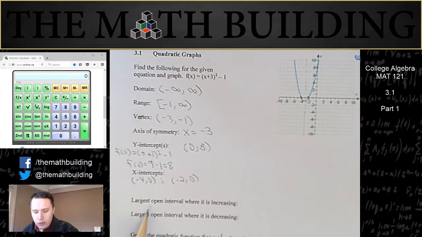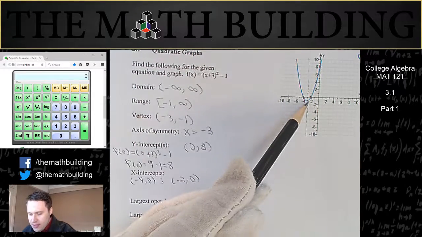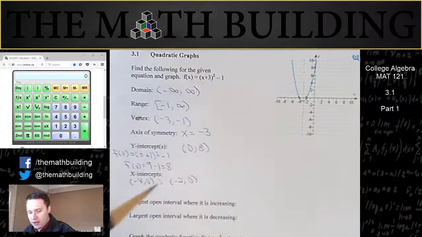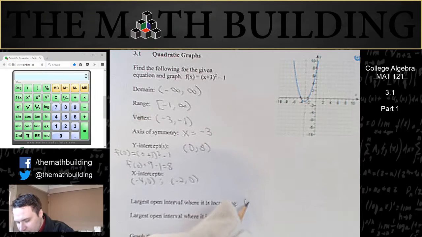What is the largest open interval for where the graph is increasing? So we're asking a when question, so we're looking at x. It looks like we're increasing once we hit the vertex and everything beyond that. So remember, we're talking about x, so we're increasing from -3 to infinity.